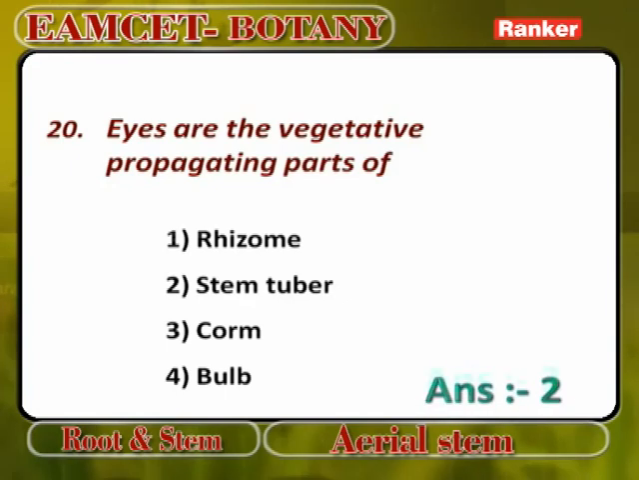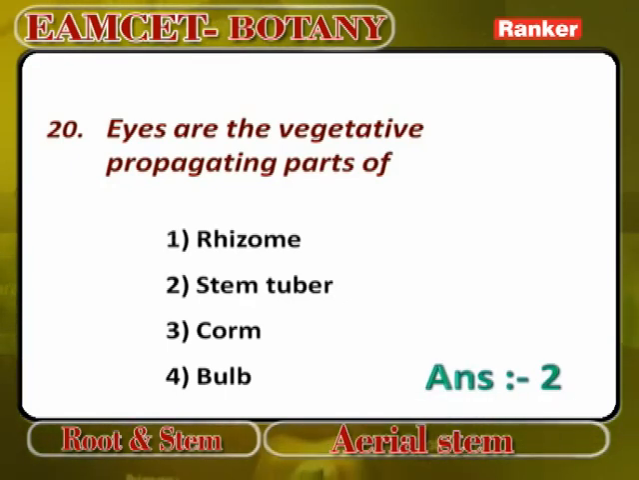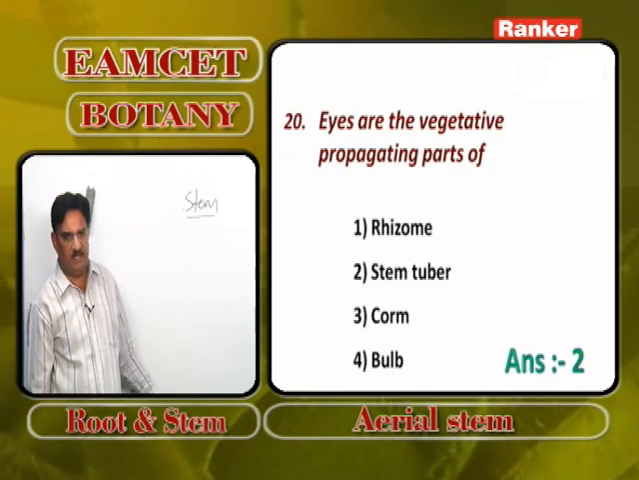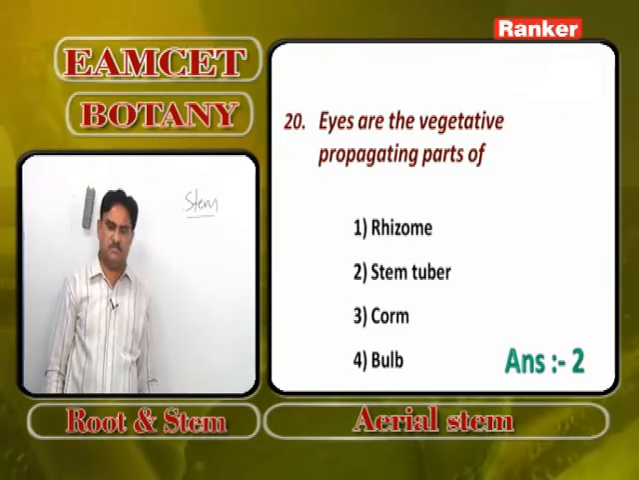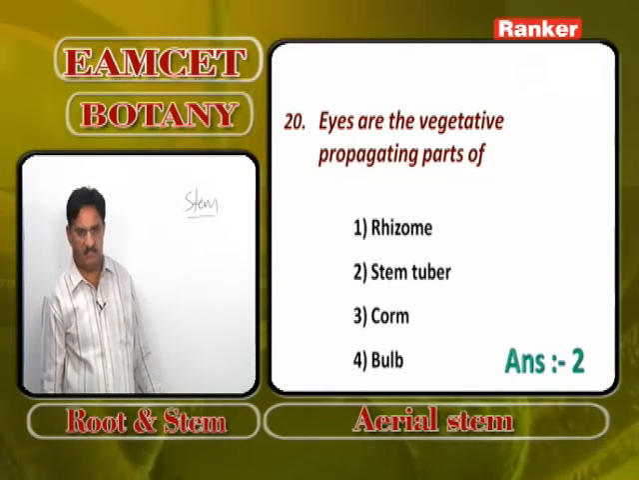Next, eyes are the vegetative propagating structures in stem tuber. In rhizome you do not find eyes, in culm you do not find eyes, and in bulb you do not find eyes. You find them only on stem tuber, and this is potato, which helps in vegetative propagation. So, these are some of the important questions regarding stem.